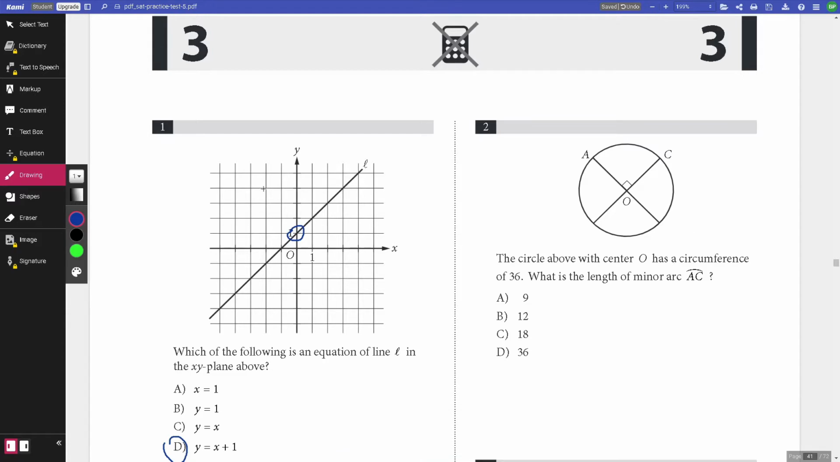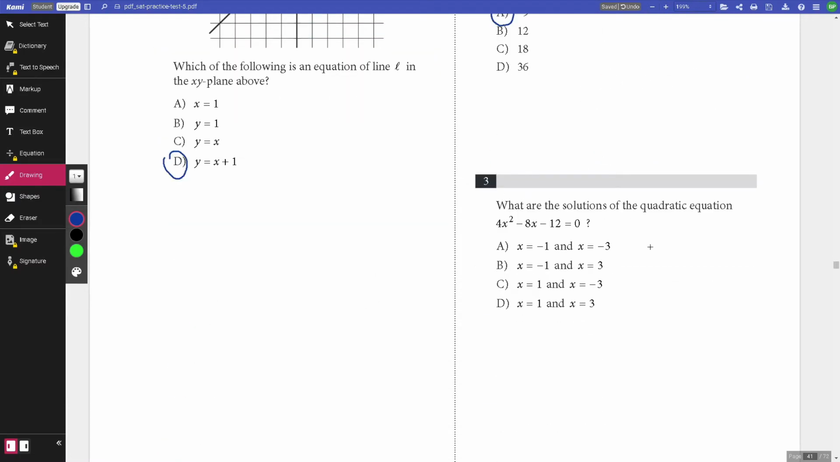Number 2, the circle of center O has a circumference of 36. What is the length of minor arc AC? So this one, so that means that's a quarter, so that's 9. 36 divided by 4 is 9. A.